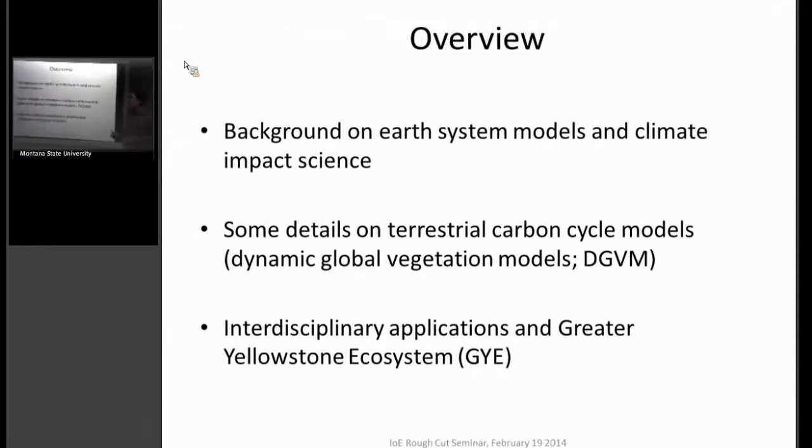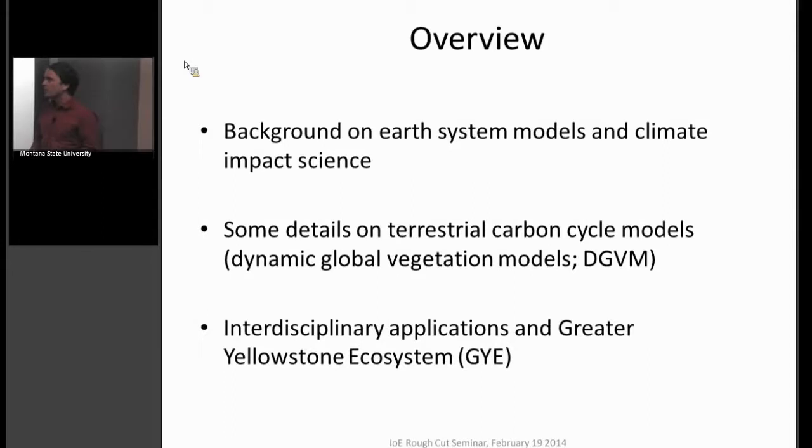So first, I'll give an introduction to how Earth system models and carbon cycle models are traditionally used to look at climate impact questions. As I'll get into, the Earth system modeling framework is quite a bit different to statistical approaches that are used to look at species distribution shifts and climate impacts. And so I'll give quite a bit of detail on the modeling framework for carbon cycle models, focusing on this DGVM acronym, the Dynamic Global Vegetation Model.